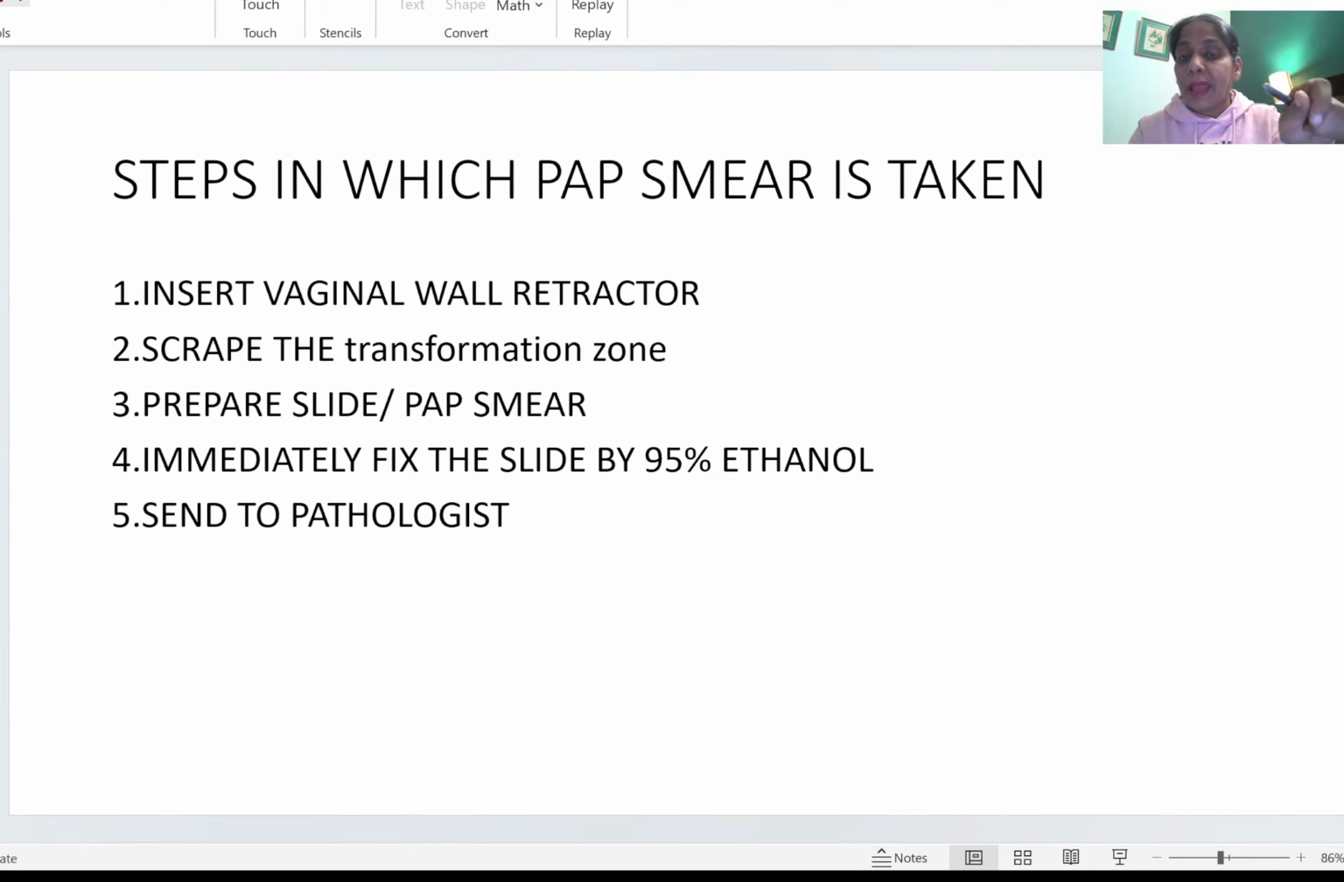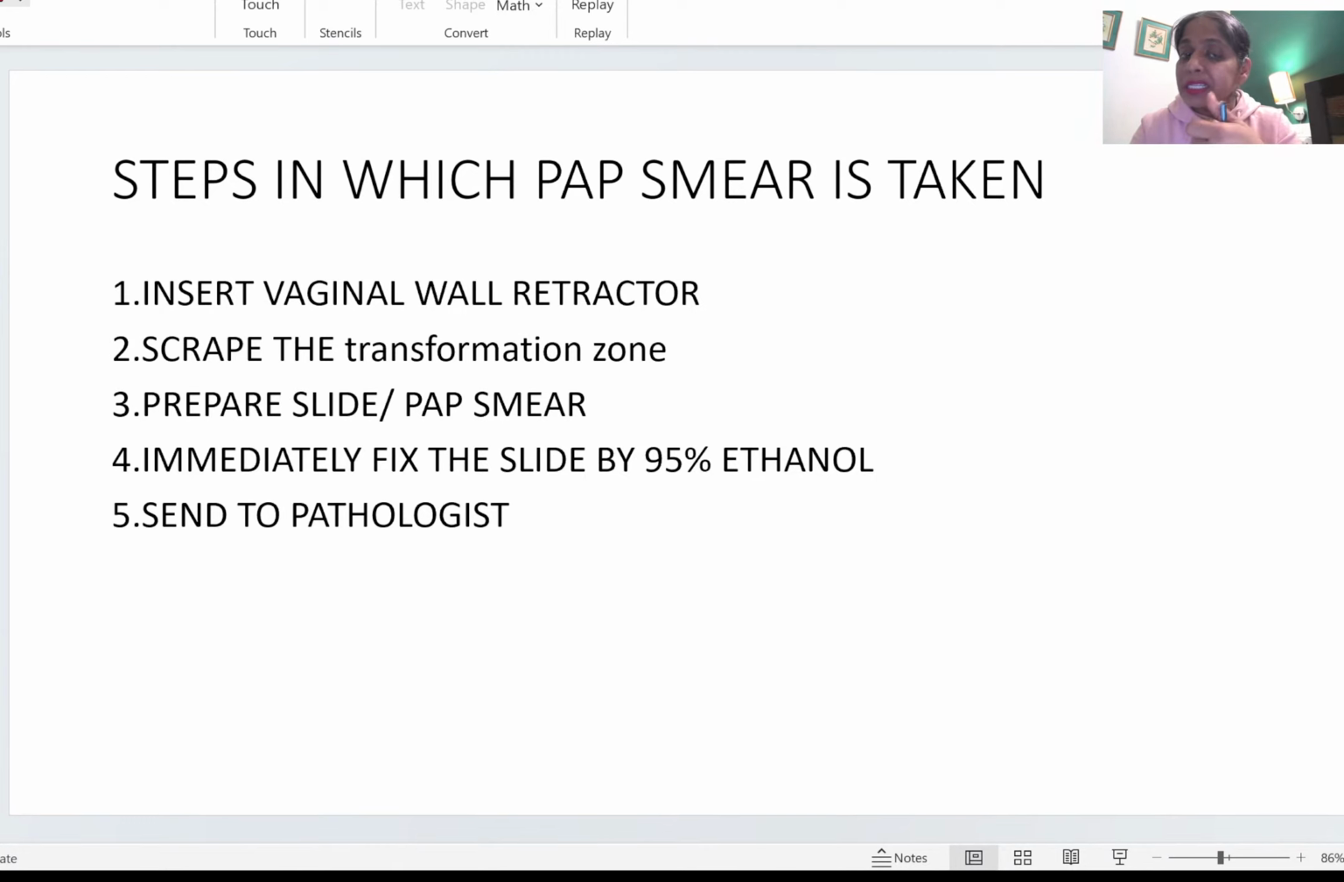Then we will scrape the transformation zone, because the transformation zone is the zone which is most prone to CA cervix. After taking those cells by scraping with the Ayre spatula, we will put those cells on the slide. That is how we make the pap smear.